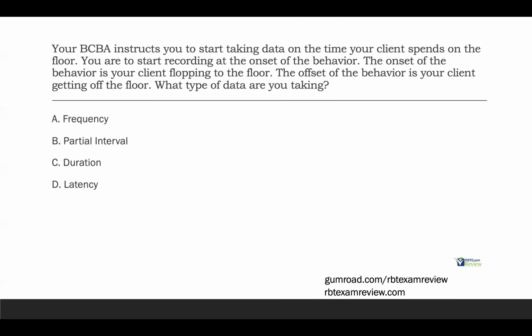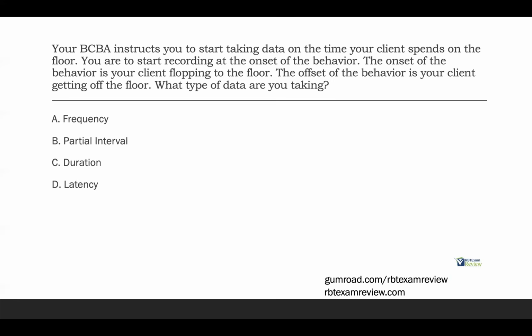Partial interval. Well, if we had intervals here, if we had a breakdown of how much time we were spending taking data on this, interval might be right, but it looks like we're taking data continuously. Therefore, partial interval is wrong. Partial interval is a discontinuous measurement.